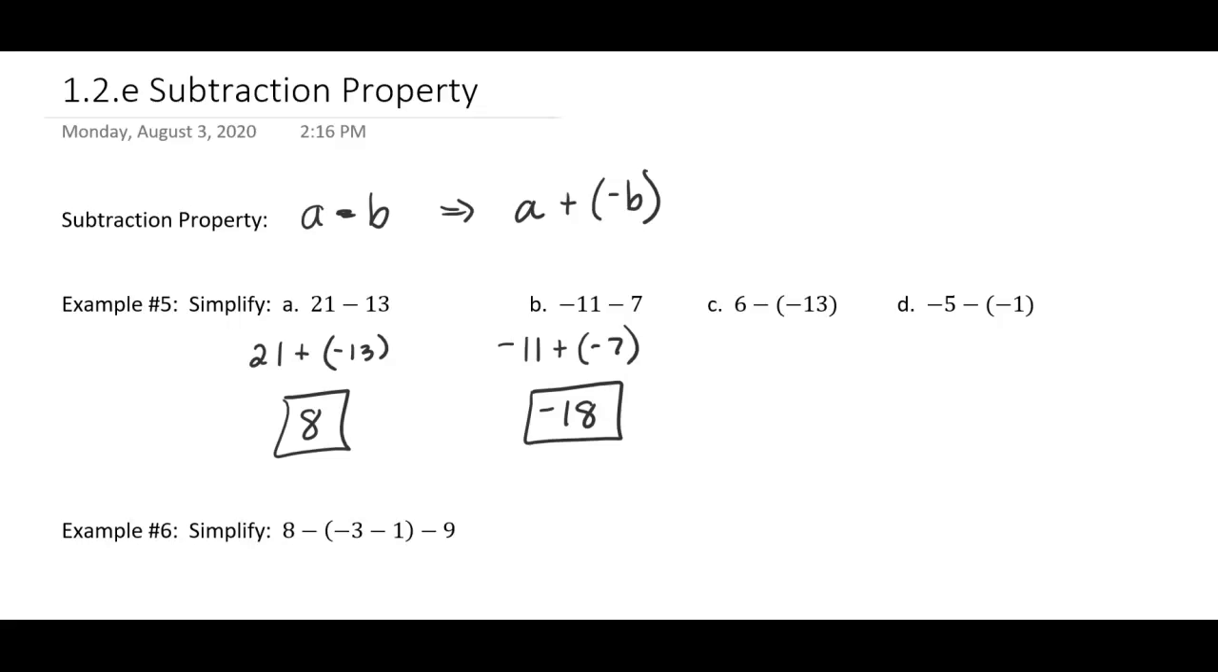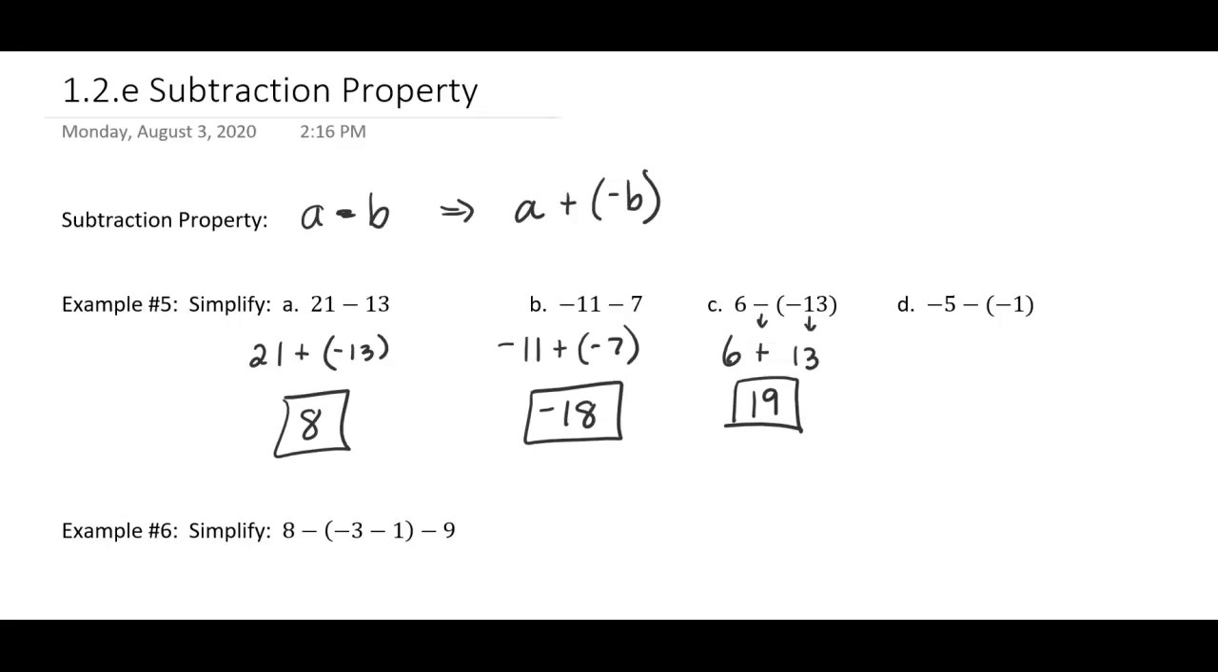Okay, now we have a 6. We keep the 6, we change subtraction to addition, and then this part changes. You change it from a negative 13 to a positive 13. 6 plus 13 is 19. Again, you could think of the chips if that helps, but you're subtracting a negative, which means you're adding.